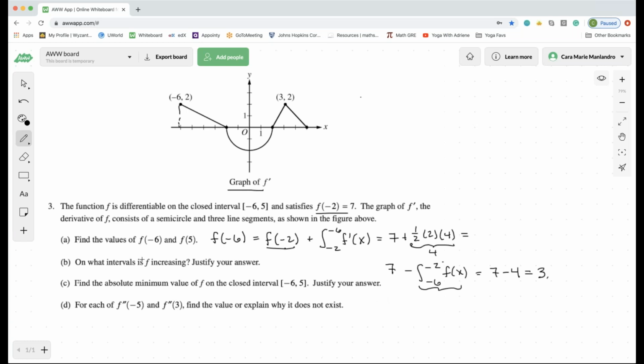Yeah, it's a little tricky. Okay. All right, so that's that. So I'm just going to write f of -6 over here. So f of -6 was 3. All right, and then let's go ahead and figure out what f of 5 is.